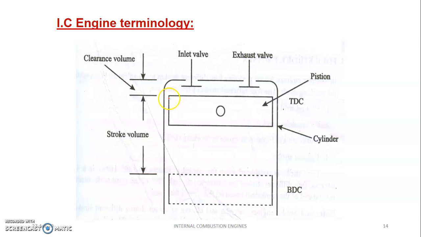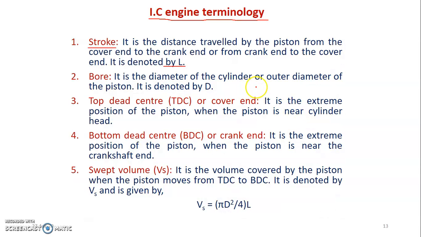So here we can see this is the piston. This part whatever you are seeing is called piston and this is called the cylinder. Here we have the exhaust valve, the inlet valve, and this volume is called clearance volume. This we'll discuss later. This is called the stroke volume. If you see the definition here, stroke is the distance traveled by the piston from the cover end to the crank end, or from the crank end to the cover end. It is denoted by capital letter L.